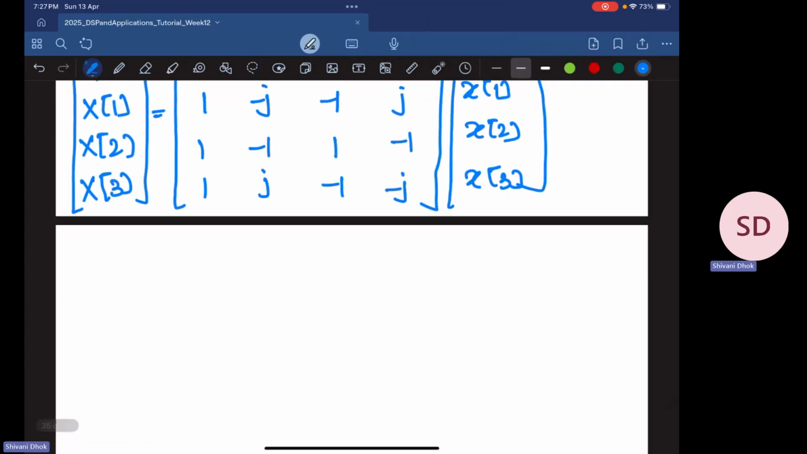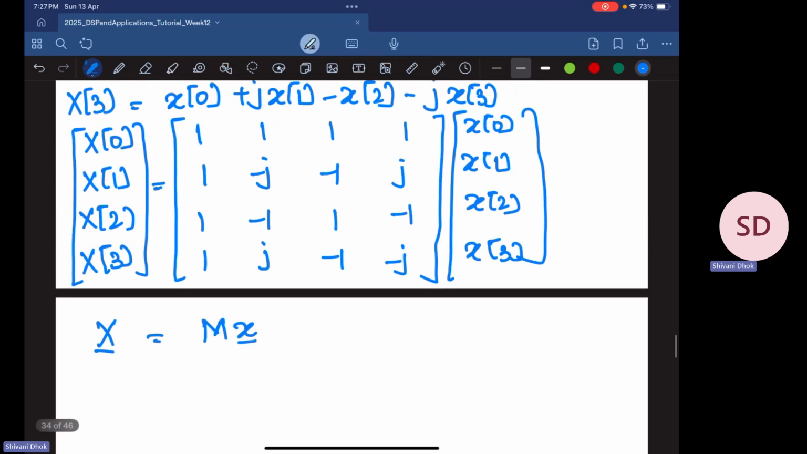So this is capital X, which is equal to a matrix M multiplied by a vector little x that stacks the time domain values. Now what we need to figure out? We need to figure out the determinant of this matrix M. This is a 4 by 4 dimensional matrix. Finding determinant is cumbersome. So what we will do, we'll try to use the properties of DFT and try to see if we can do anything with this. Okay.